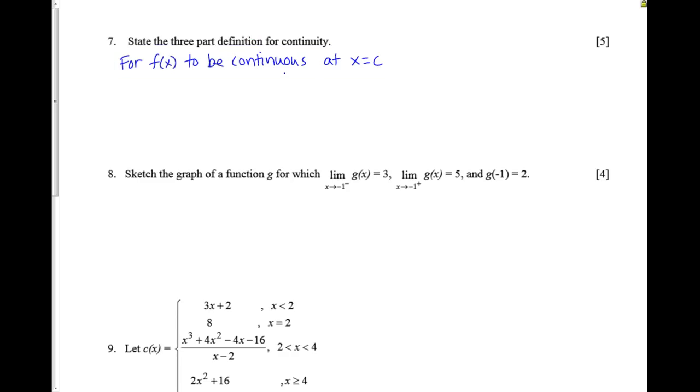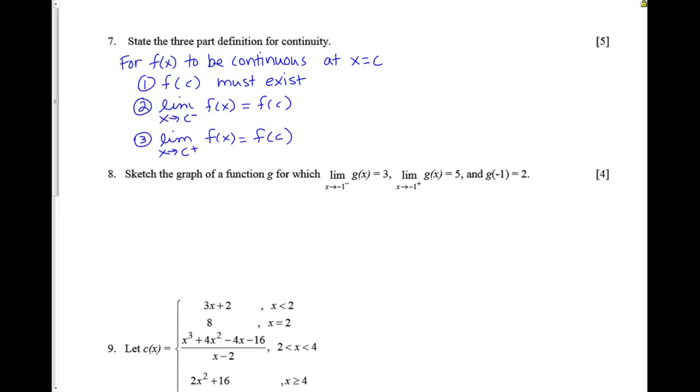So the first thing that has to happen is f of c must exist. That means when you plug in the number, you have to get a value for the actual function. The second thing is that the limit as x approaches c from the left of f of x has to equal the same thing you got for f of c in the first part of the definition. And then finally, the limit as x approaches c from the right of f of x has to also equal f of c, the same thing you got in the first part of the definition. So this is going to be restated exactly like this on the test.